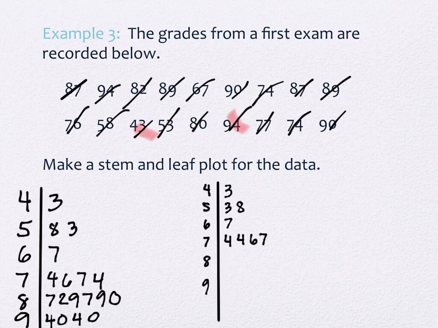The 8s, the smallest 8s is 0. And then I have 2, 7, 7, 9, 9. And then on the 90s, I've got 2 zeros and 2 4s.